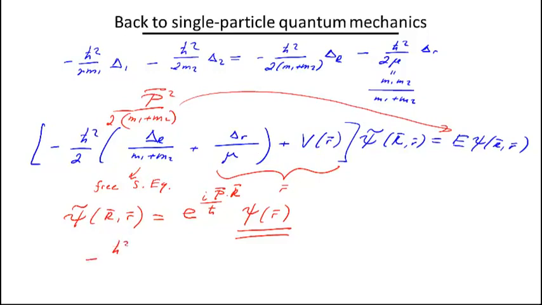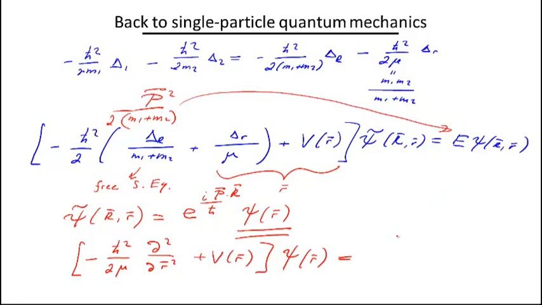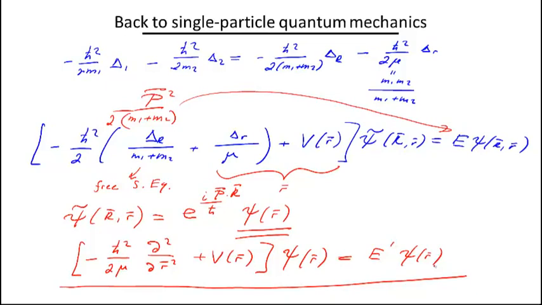It's going to be minus h squared over 2 mu, so this reduced mass, times this Laplacian, which I can write as d2 over dr squared, plus V of r, psi of r, and the right hand side is going to be this E minus P squared over 2 (m1 plus m2). So let me just write it as E prime psi of r. Okay, and this, as you can see, looks like a single particle Schrödinger equation. So it depends only on one coordinate. Everything else is exactly the same. The only difference is that here I'm dealing with some reduced mass.